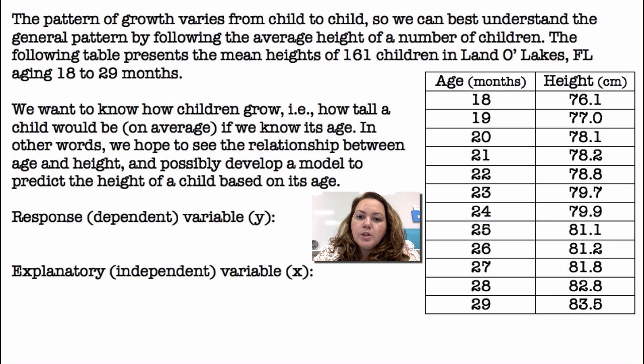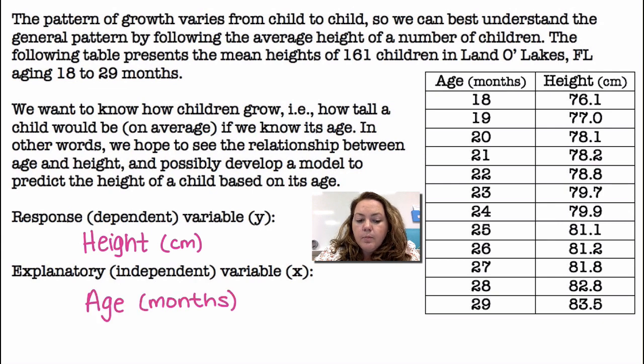Our response, or our dependent variable, is our y variable. In this case, their height is going to depend on their age. So my dependent variable is their height, measured in centimeters. And our explanatory variable, what we're plugging in, which is our independent variable, is age in months.